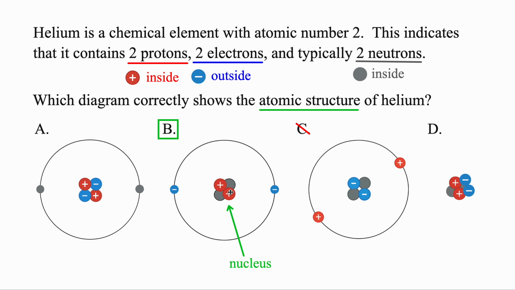So that's it. Protons, neutrons on the inside, electrons on the outside, and then you can identify the atomic structure for any element here. Okay, let's keep going.